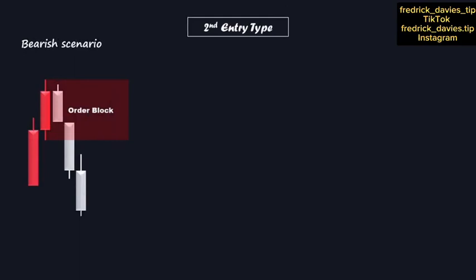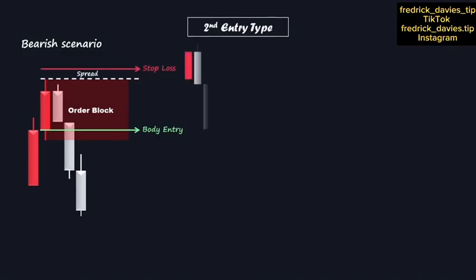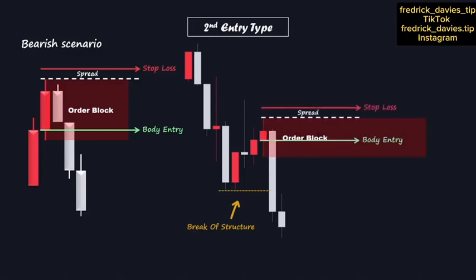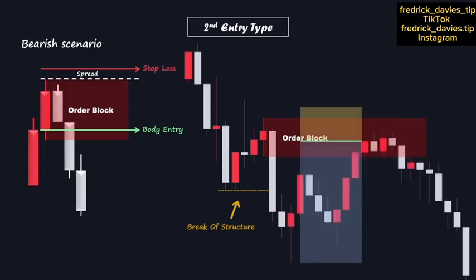The second entry type is referred to as the body entry. In this approach, once a valid order block is identified, the entry is placed based on the body of the candle. For sell positions, the stop loss is set a spread size above the higher wick of the order block. This entry method typically offers a higher reward-to-risk ratio compared to the previous entry type, because the stop loss is tighter. This approach carries a slightly higher level of risk. There is a possibility that price may only touch the wick of the order block and then move in the anticipated direction without triggering your buy or sell order. Consequently, there is a chance of missing out on a potentially profitable trade opportunity. Let's move to the next entry type.